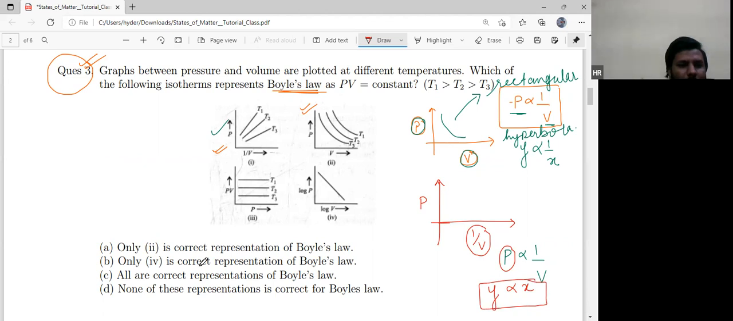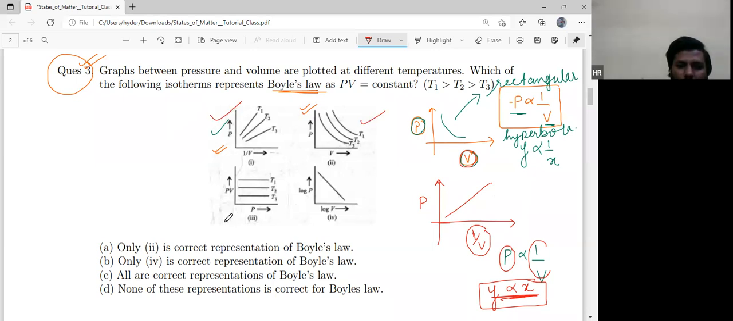Salman, Irfan, and Mariam, here it was only V on the X axis, but here it is 1 by V on the X axis. That's why I directly wrote 1 by V at the place of X. So it is directly proportional, and whenever the relation is directly proportional, the graph will be a straight line like this. This is a straight line going from down to up. Okay, so this graph is correct, as well as this graph is correct.